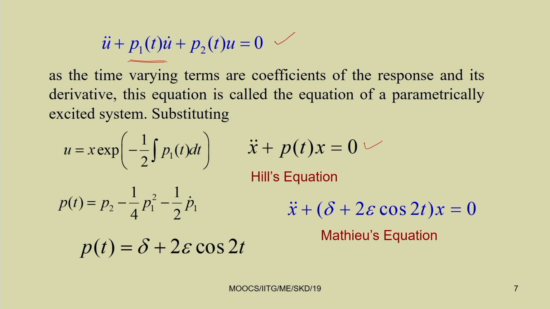This is Hill's equation, and the second equation that I just told you is x double dot plus delta x plus 2 epsilon cos 2t x equal to 0. Here the periodic term, 2 epsilon cos 2t, is the coefficient of x. That is why this is an equation of a parametrically excited system.